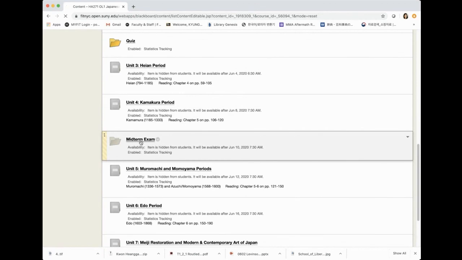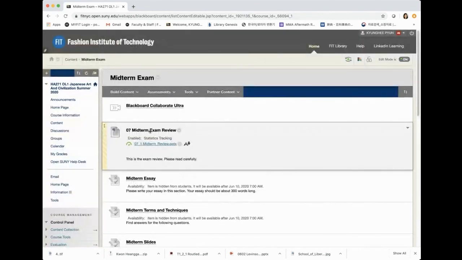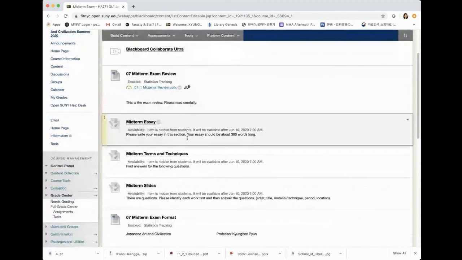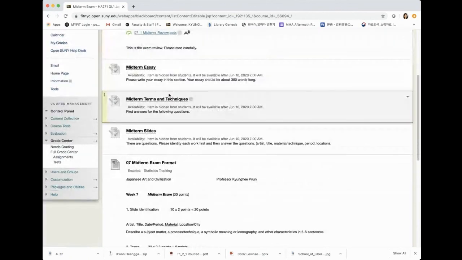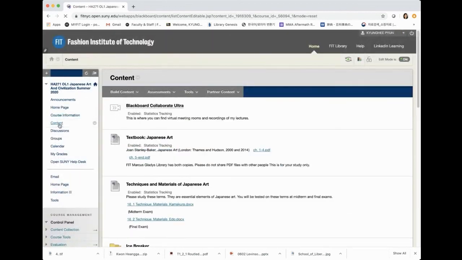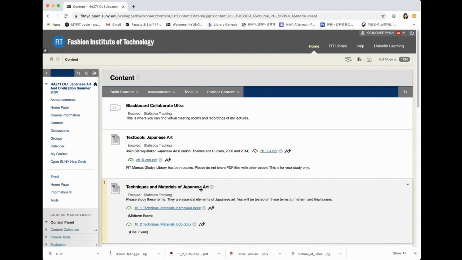In the midterm exam section, there is an exam review, which will be available soon when we start the Kamakura period. I selected about 15 to 20 most important works. The exam is only out of this review section. You have slides with about 10 questions, and then terms and techniques, which you have to study. I showed you techniques and materials of Japanese art, so you memorize those things.